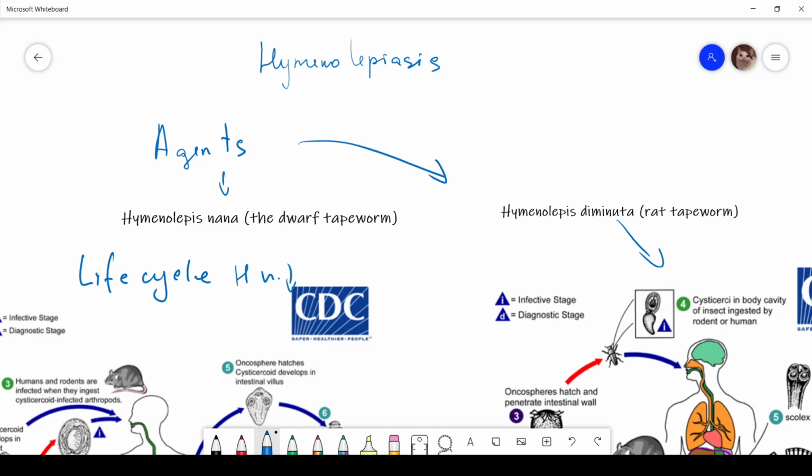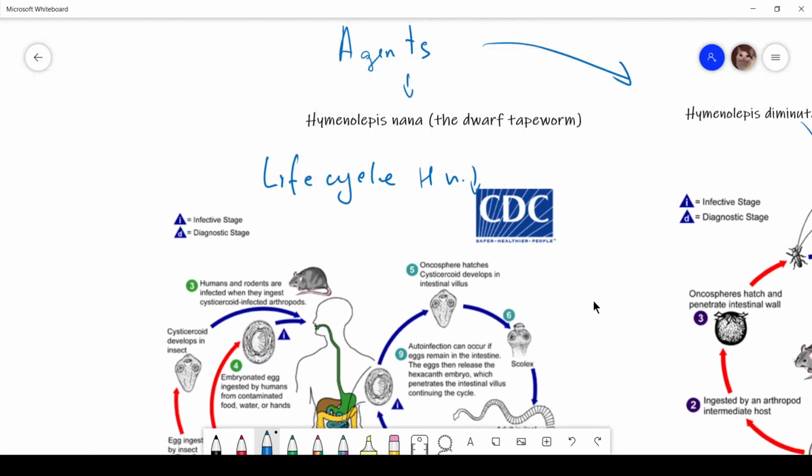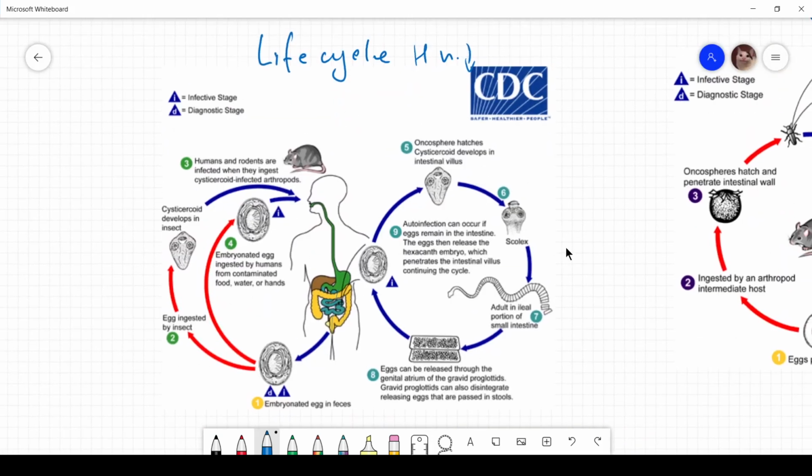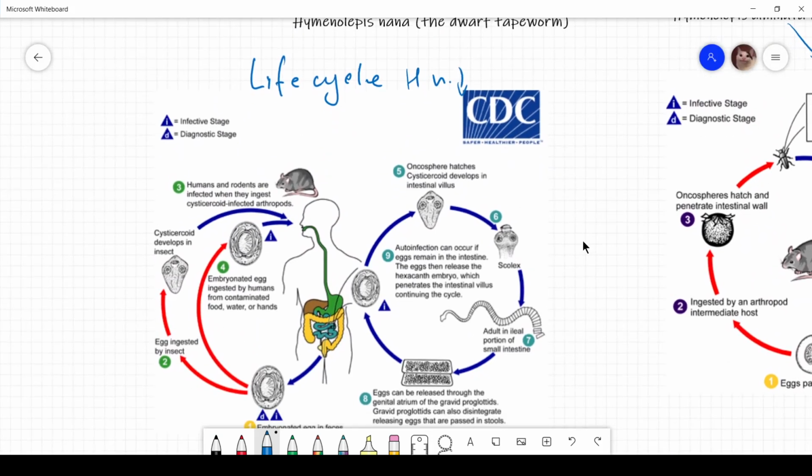Hymenolepis diminuta is a cestode of rodents, infrequently seen in humans and frequently found in rodents. What about the life cycle? Let's go to the life cycle of Hymenolepis nana.